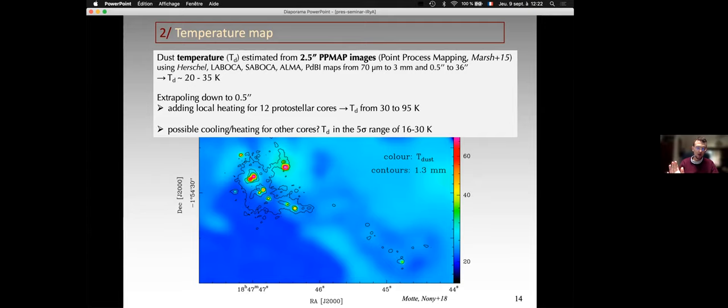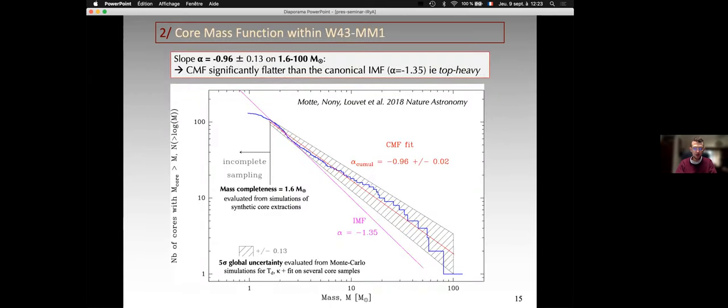So I mentioned core detection, mass measurements. Now I have everything to show you the core mass function of W43 MM1. It is represented here in the cumulative form, meaning that instead of counting cores in bins, we are adding and counting the number of cores above different mass thresholds. And please note as well that I will use the dN over d log M convention for the slope. So in this convention, the canonical Salpeter slope is minus 1.35. And what we found is that the CMF has a slope of minus 0.96, which is significantly flatter than the canonical IMF, even taking into account these uncertainties.